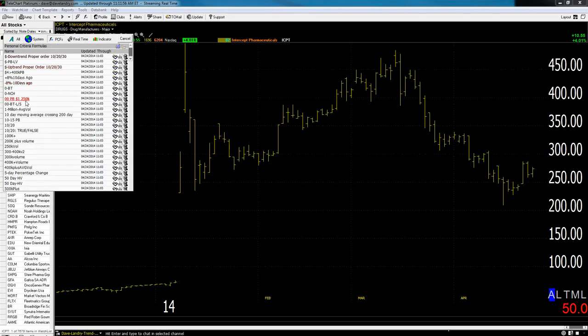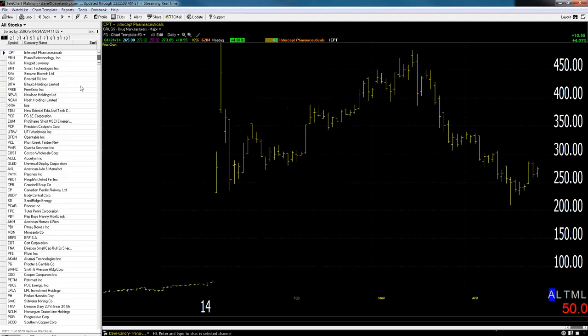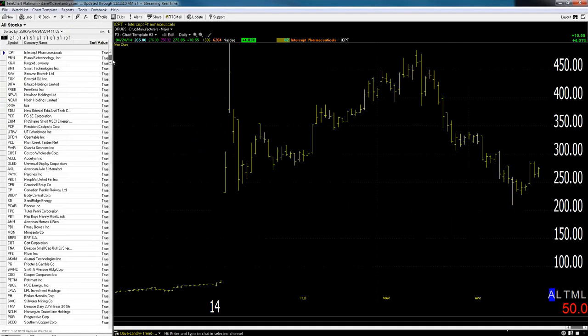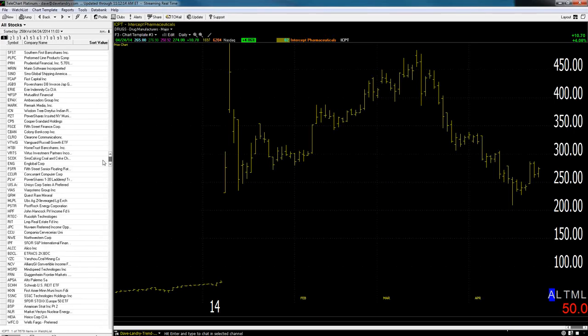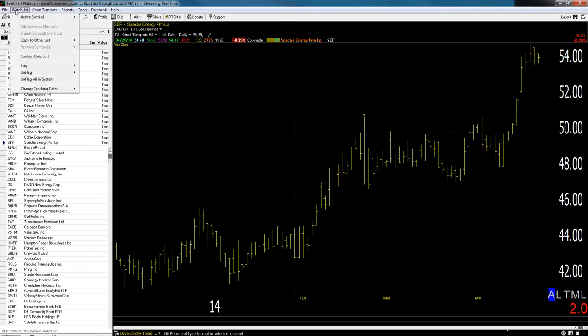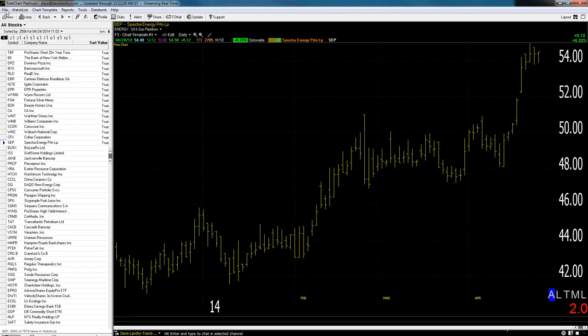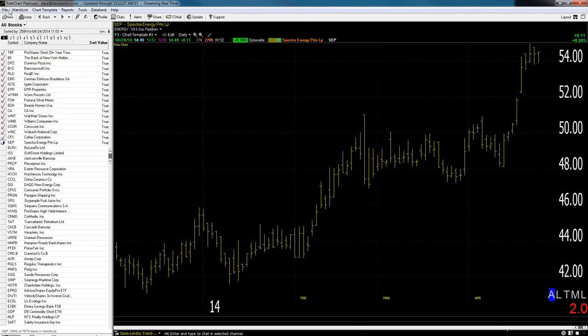Now, bear with me for a second. Let me make a tradable universe. I'm going to look at all stocks, and then I'm going to sort all stocks by 250K or more volume. And that's a pretty good number. Especially if you're a private trader, you could trade stocks that are around 250,000 shares on average volume or more, obviously.